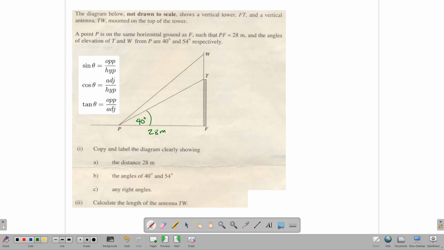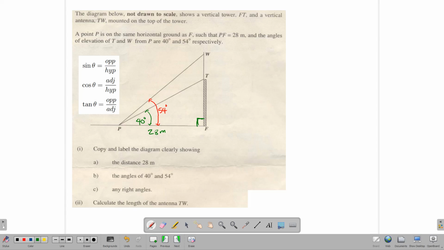Now if you raise your eyes to go upward, it means that you'll be making the angle bigger, which means that this angle from this line to this line is where your 54 is going to go. So from here to here is your 54, and from this line to this line is your 40. And now that we have done that, it says put in the distance, put in the angles and any right angles. This is a flat plane, this is a vertical tower, so naturally here is a right angle. And what do we need to do now?